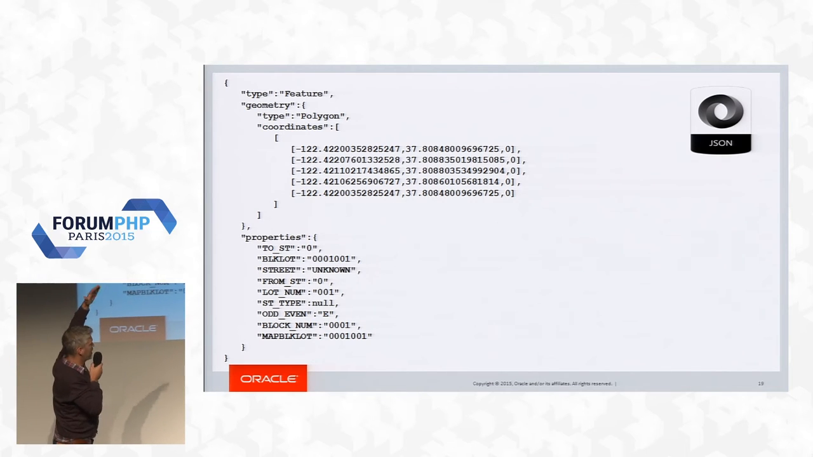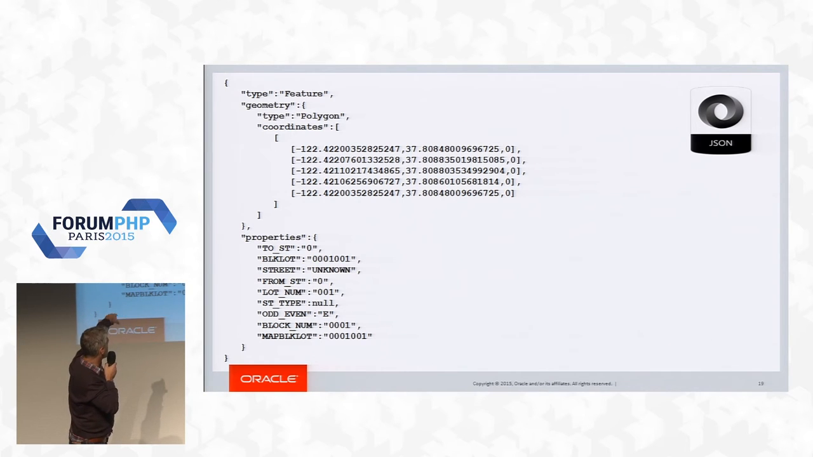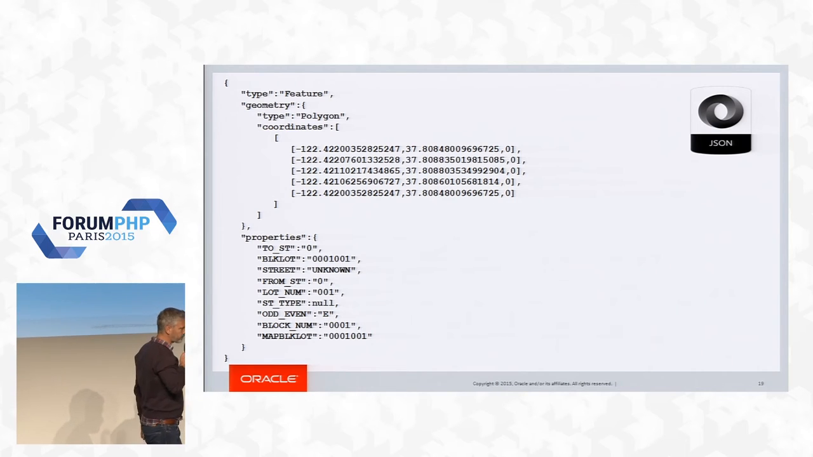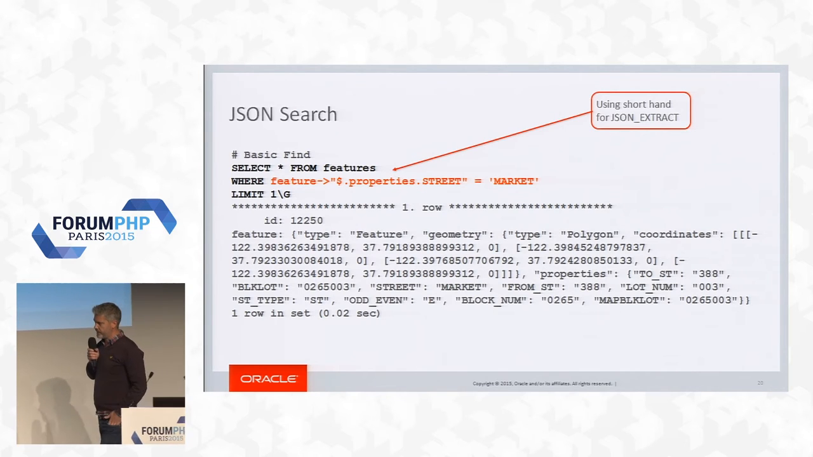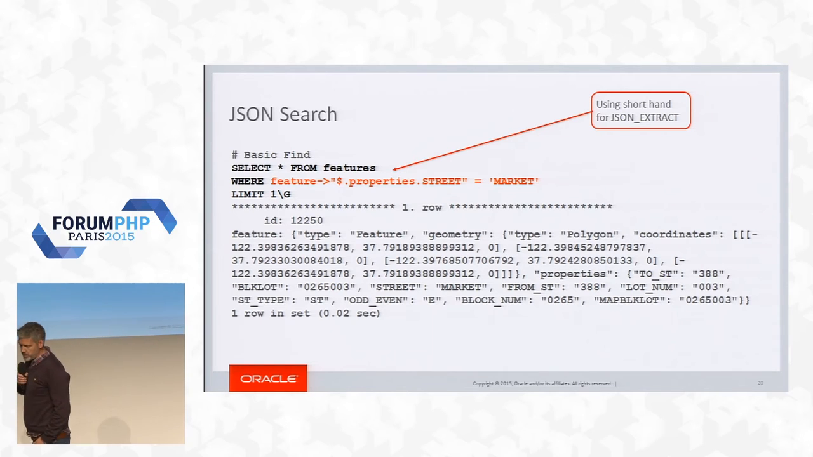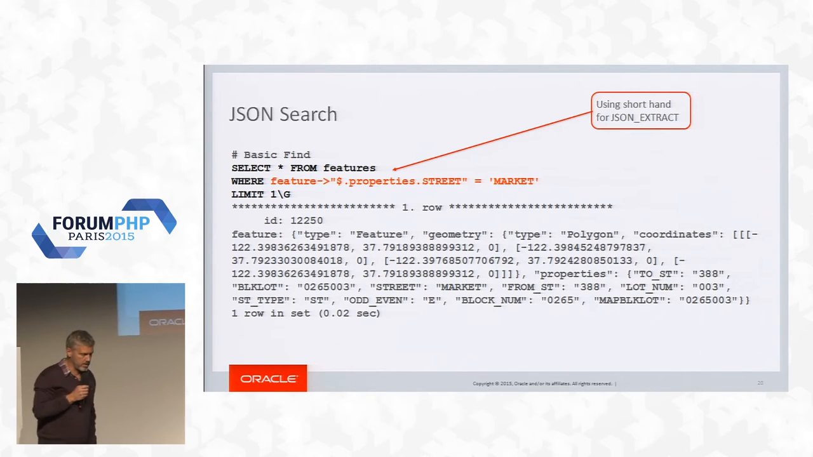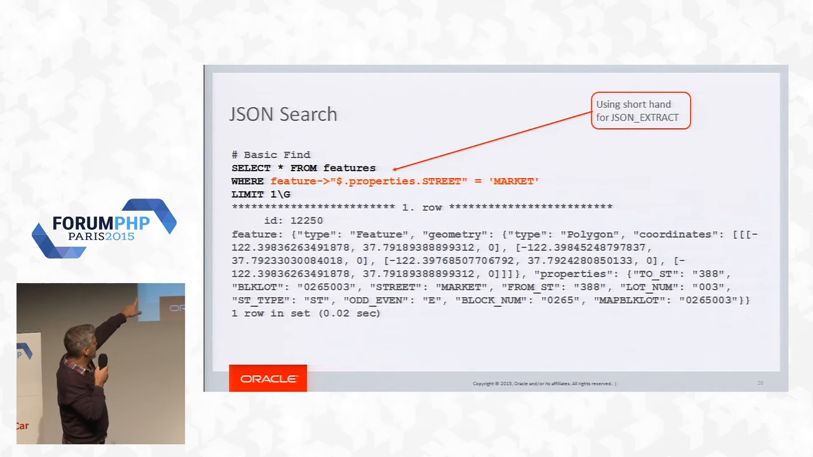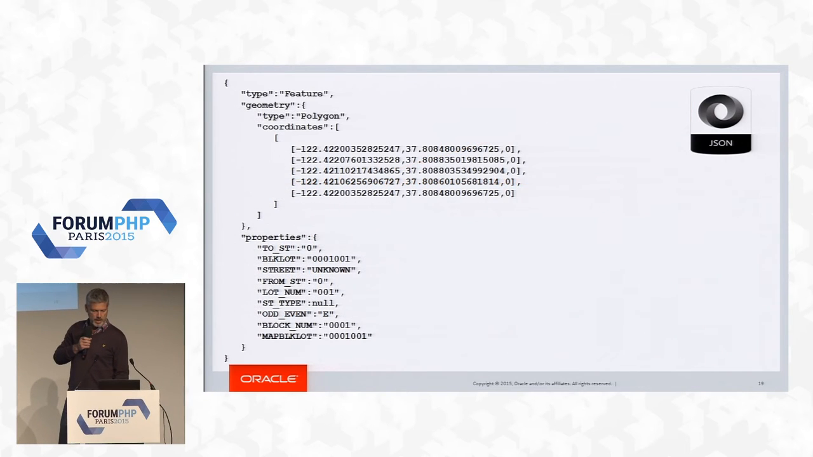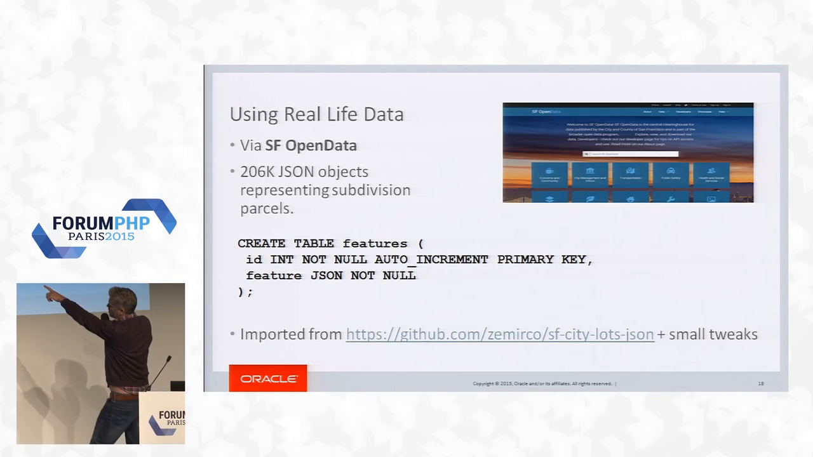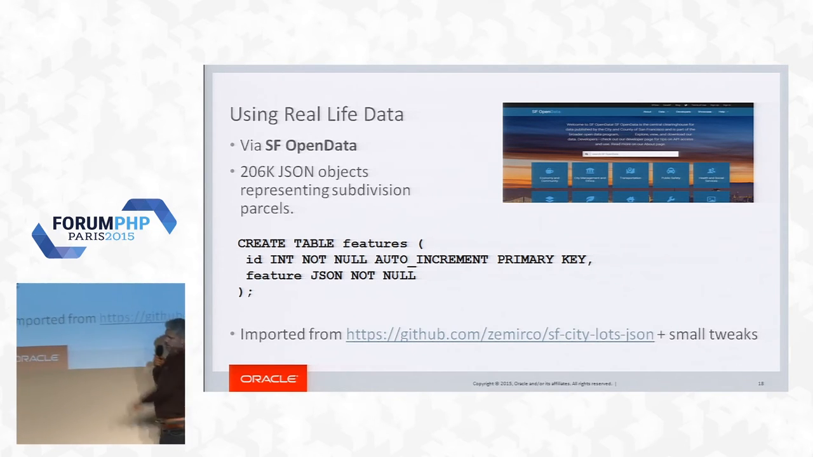So you have a type here. Everything in this is feature, as you will see shortly. There's a geometry thing here around, okay, where is this thing in San Francisco? And then some properties around address and street and so on in the rest of the JSON object. So I'll be using this as examples moving forward. So if you have this data set, then you do your basic search from those 200,000 objects. You do select star from features, which was the table here, and then feature is the column name. Just to make sure that you follow here, because it gets confusing for myself sometimes. So the table is features, and then the JSON column name is feature.